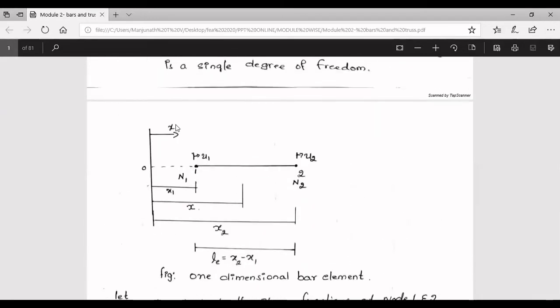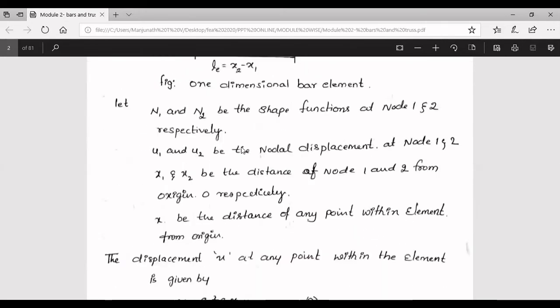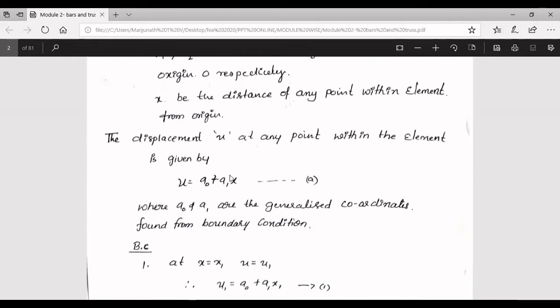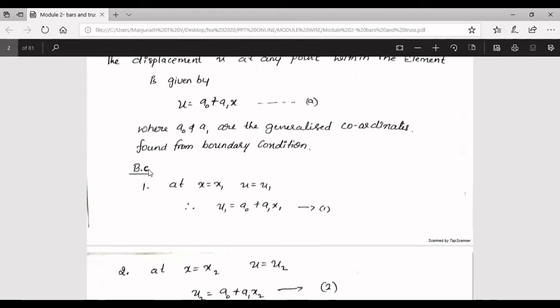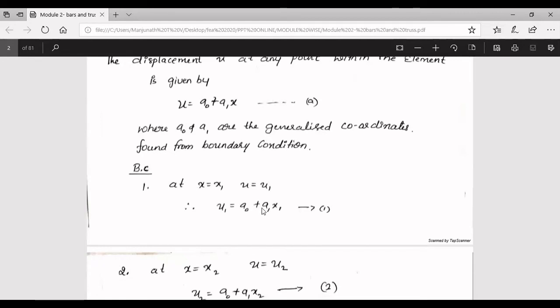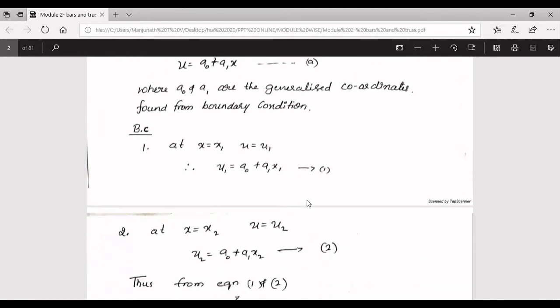If you want to know the value of x at any point within the element, we can know it from the origin. Now the displacement u at any point within an element is given by u equals a0 plus a1 x. Take this as equation number 1, where a0 and a1 are the generalized coordinates, which can be determined from the boundary conditions. Now let us take the boundary conditions. First boundary condition: at x equal to x1, u is equal to u1. Therefore, if you substitute these values in equation 1, we get u1 equals a0 plus a1 x1. We take this as equation number 1.